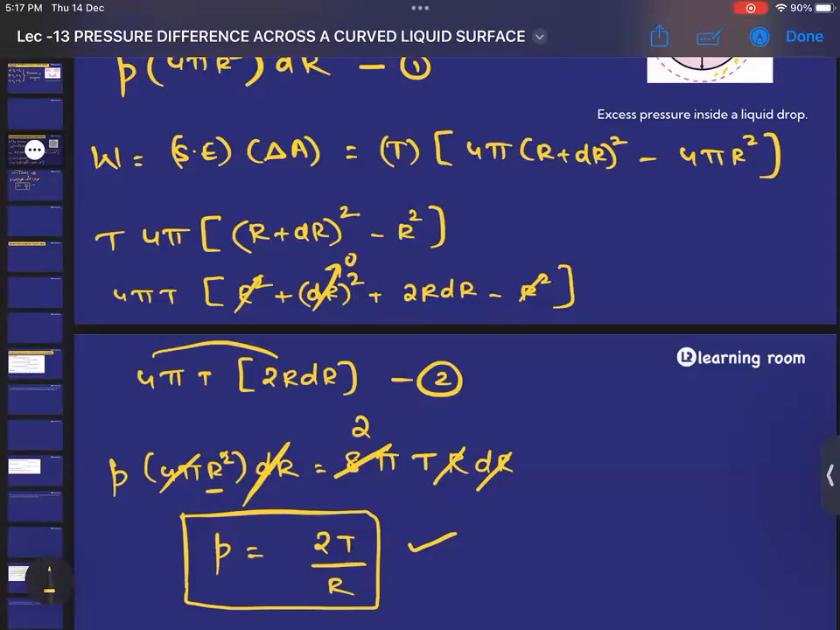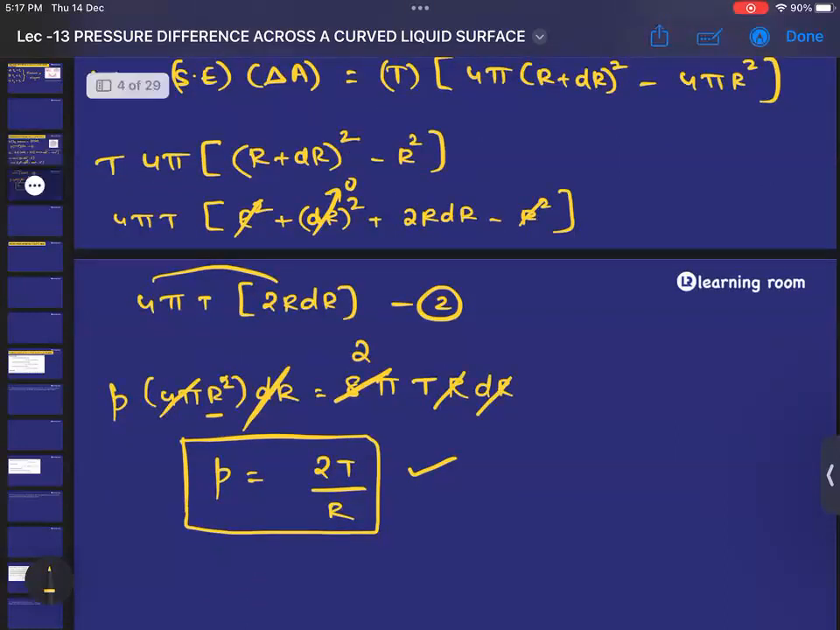Am I clear? So if this derivation is asked, what are they asking? They are asking the excess pressure inside a liquid drop, which is equal to 2 into capital T divided by R. Shall I proceed to the next one?